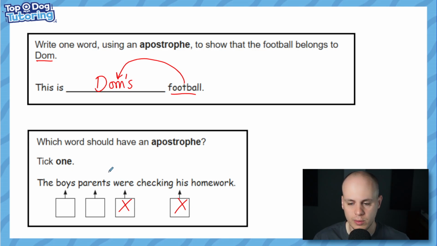Now, this is where children normally get confused. Right, what belongs to what? In this situation, we're showing that the parents belong to the boy. We're saying they are the boy's parents, the parents that belong to the boy. So the word boy is the one that needs the apostrophe, and it would need it after boy, after our noun, to add the apostrophe S on there. The boy's parents were checking his homework.